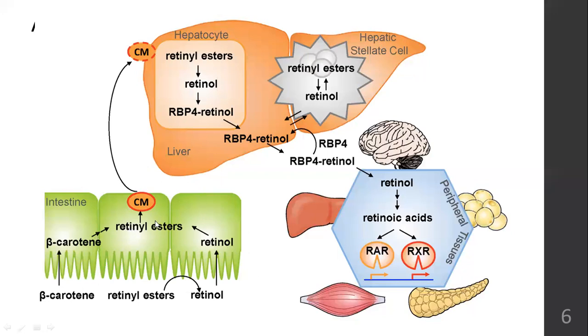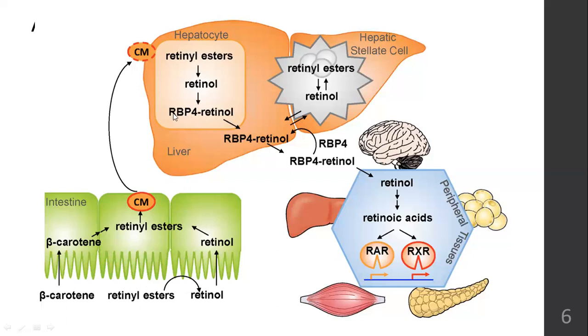Here CM means chylomicron. Once beta carotene has been broken down, it has converted itself into retinyl ester. When retinol is also converted into retinyl ester, it has to undergo oxidation. Once it has undergone oxidation, it becomes retinyl ester. Both of them can enter the chylomicron. Chylomicron will leave the intestine and get into the blood circulation. Through the blood circulation, it will go to the liver. In the liver cells, retinyl esters will form back into retinol, and this retinol is stored in the liver.